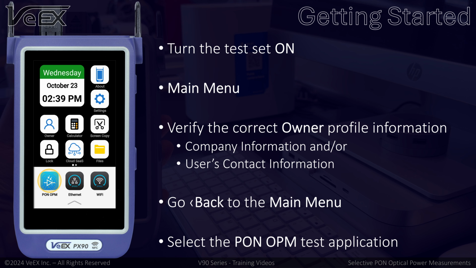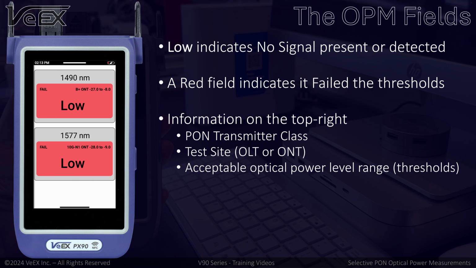Tap on the PON OPM button to access the optical power meter application. In this example, the meter was configured to simultaneously measure GPON signal level on the top, and XGS PON on the bottom. The low message indicates that no signals have been connected to the test set yet.